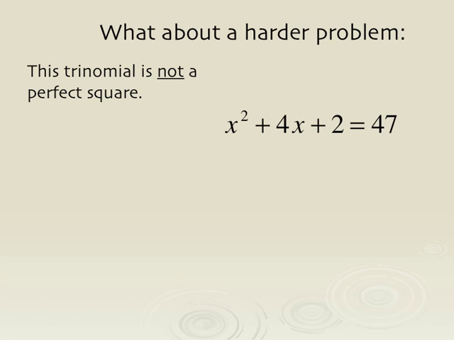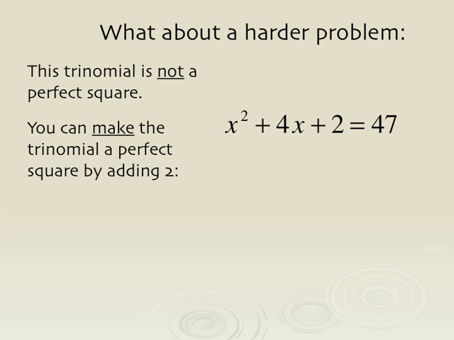Here's a slightly harder problem. X squared plus 4x plus 2 equals 47. The quantity on the left is not a perfect square, so we can't factor it into a perfect square and then simply take the square root of both sides of the equation. But here's what we can do. We can do a step that keeps our equation balanced, that is, it doesn't change the solutions to our equation, but that will turn the left-hand side into a perfect square.